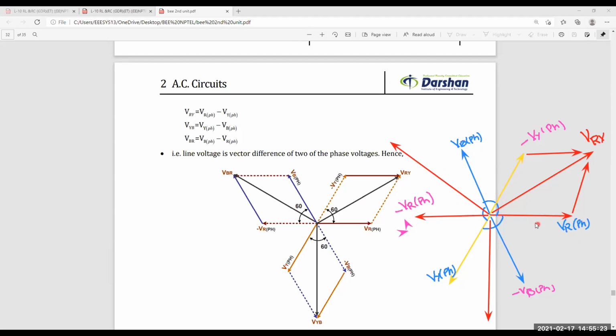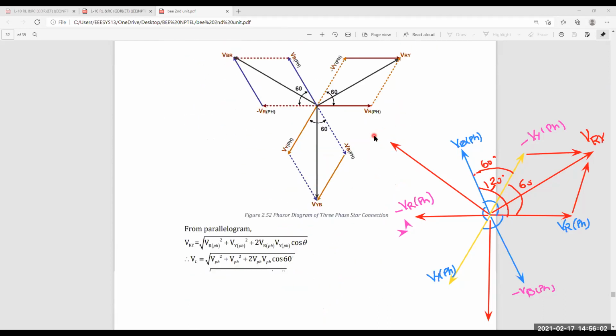Okay. The angle between these two is 60 degrees, because between these two it is actually 120 degrees. So here to here, 120 degrees. This VY phase is exactly dividing this phase and this phase in the middle. That's why it's 60 degrees. This is 60 and this is another 60. Understood? By using the parallelogram law, same as previous.